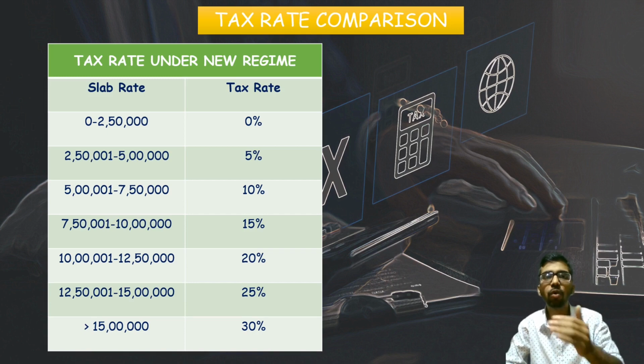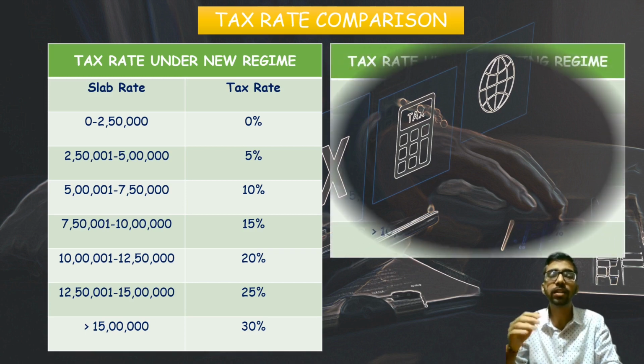Okay, sir, how to remember this slab rate? It is very easy. Increase 2.5 lakh in every slab up to 15 lakh, and accordingly increase the rate by 5% till your income reaches 15 lakh: 5%, 10%, 15%, 20%, 25%, and 30%.